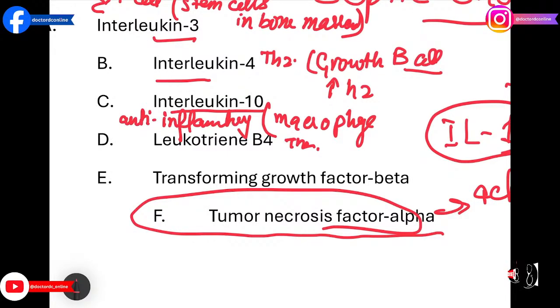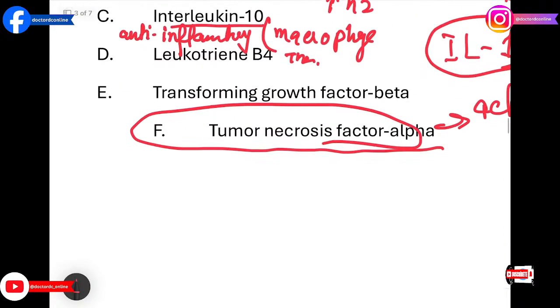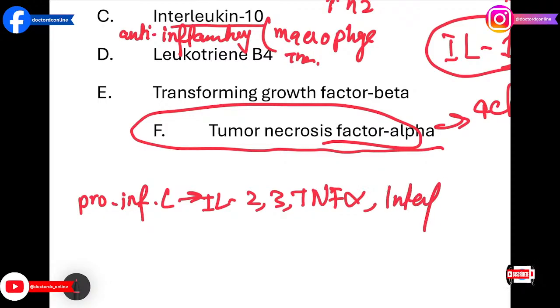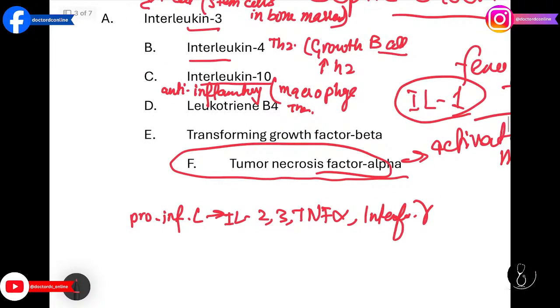You guys already know what the pro-inflammatory cytokines are? What are they? They are interleukin 1, 2, 3, tumor necrosis factor alpha, and interferon gamma. There may be more also.